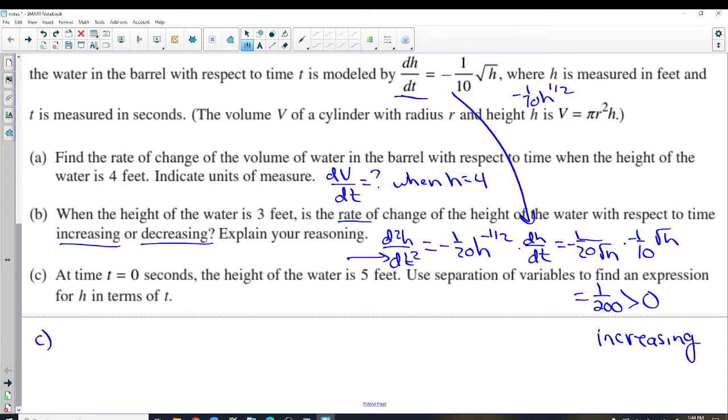Letter C: at time t equals 0 seconds, the height of the water is 5 feet. Use separation of variables to find an expression for h in terms of t. So we have to separate the variables. We're going to go 1 over square root of h dh is equal to negative 1/10 dt. So we're separating variables here to solve the equation.